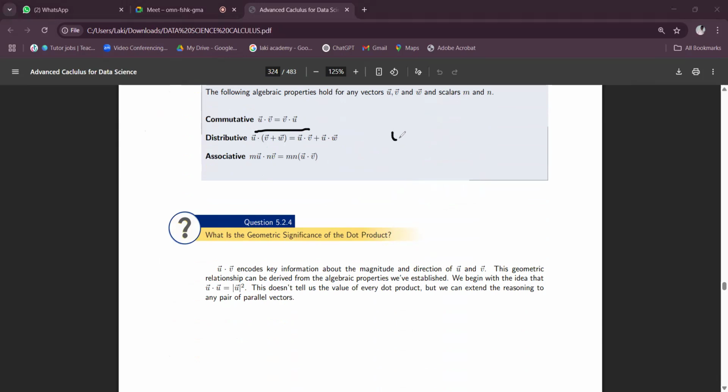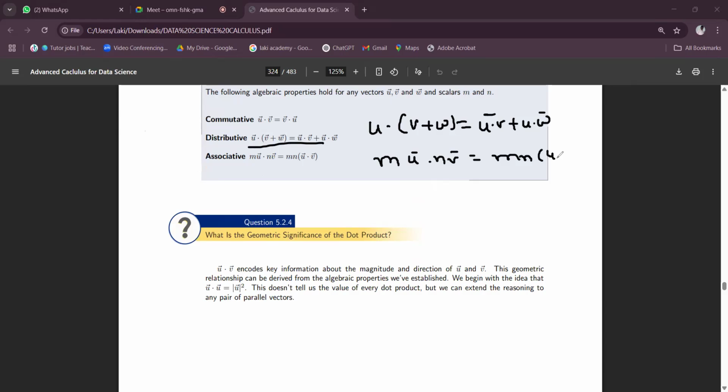Multiplication is commutative, which means u dot v is always equal to v dot u. Multiplication is distributive. Multiplication is also scalar associative.